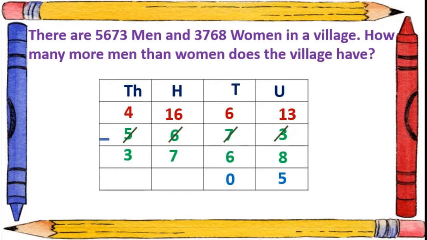Then what is the answer? 9, isn't it? 900. Here 4,000 minus 3,000 is equal to 1,000. So there are 1,905 more men compared to women in that village.